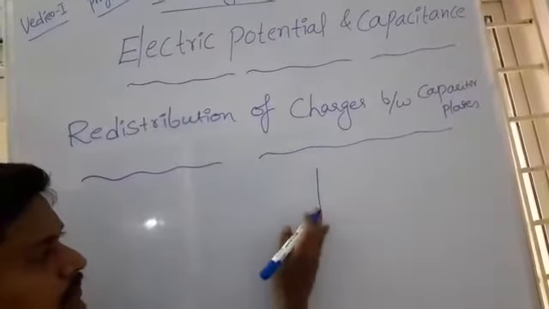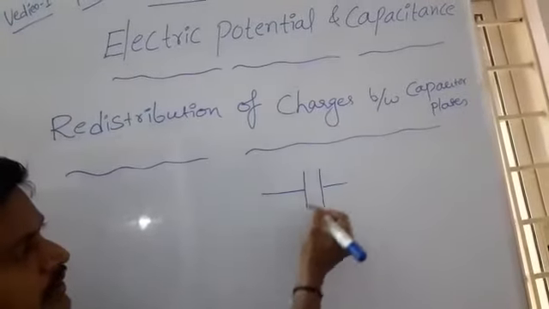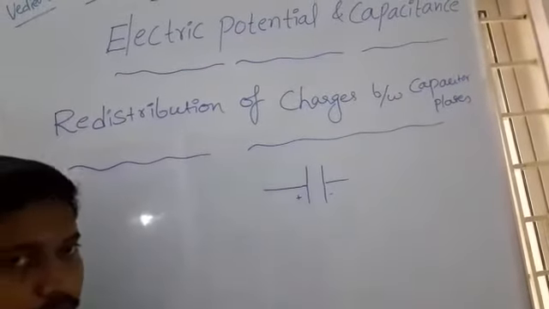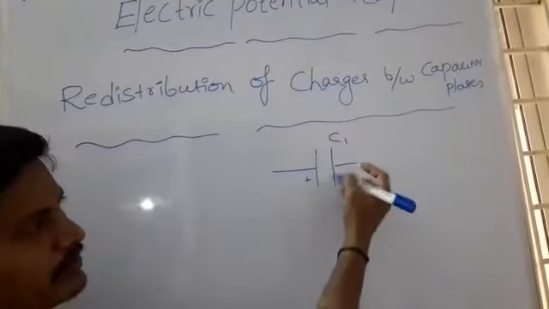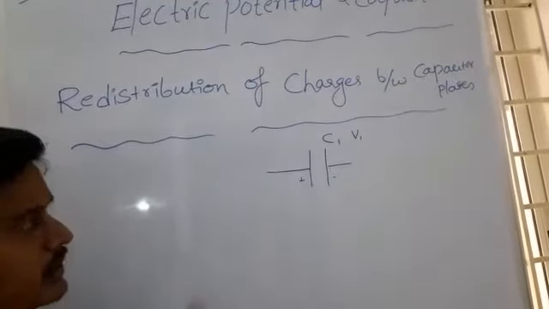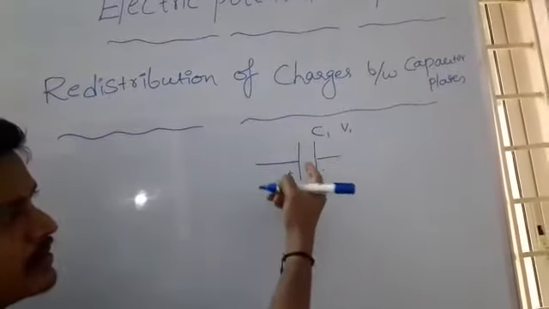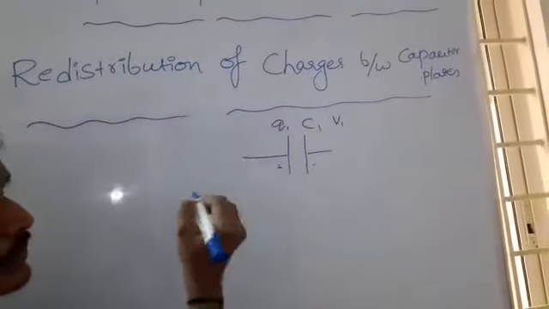So this is the positively charged plate, next the negatively charged plate. The capacitance is C1 and the potential difference across this capacitor is V1. Next, the energy is U1. Then the charge in the capacitor is Q1.